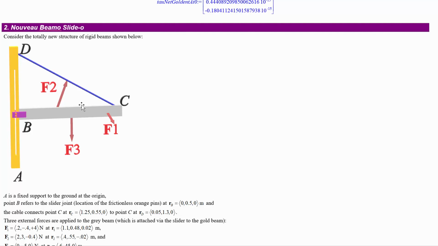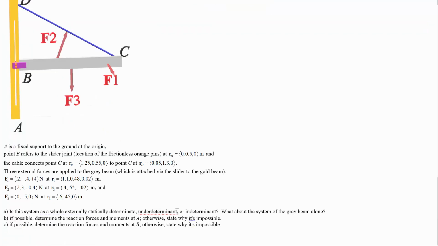And if it turns out it wasn't statically determinate, then you'll have some issue. If it was indeterminate, you will just have parameters at the end. You won't be able to solve for them. If it was underdeterminate, you will have unsatisfied equations, meaning there's no solution.